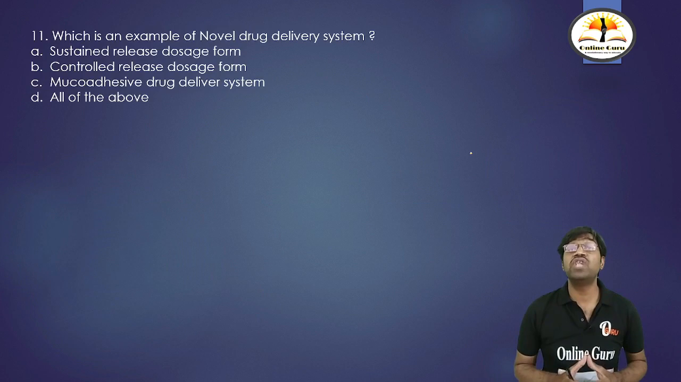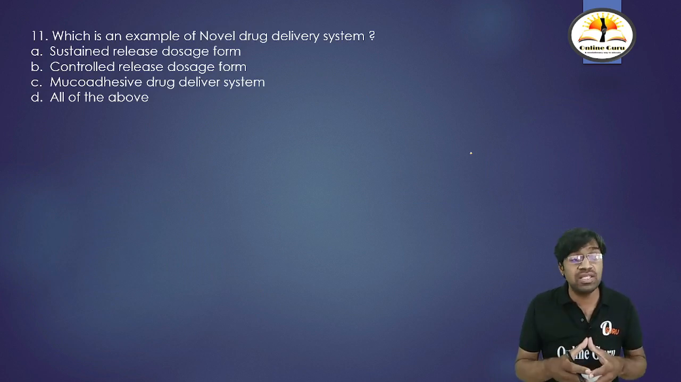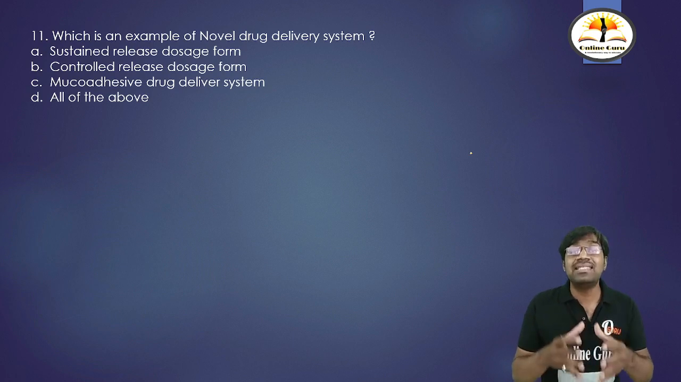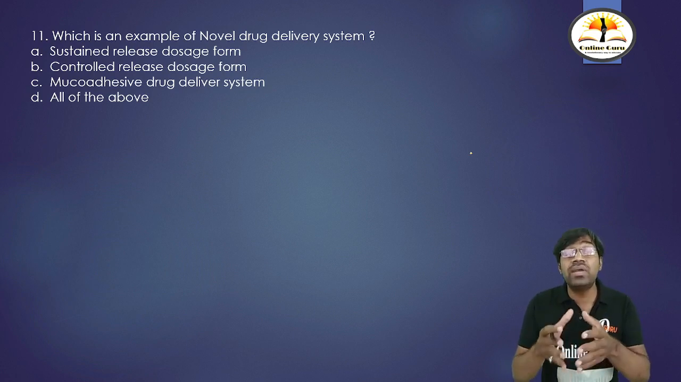Then the 11th question: which is an example of the NDDS, that is, novel drug delivery system? Option A, sustained release dosage form. Option B, controlled release dosage form. Option C, mucoadhesive drug delivery system. Option D, all of the above.